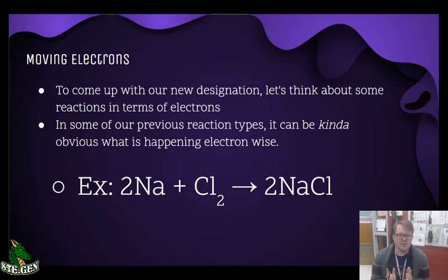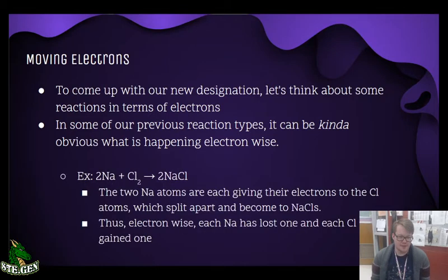In some of our previous reaction types, it can be a little bit obvious, not completely, but a little bit obvious as to what's happening electron-wise. The example we're going to look at here is 2Na + Cl2 gives 2NaCl(s).